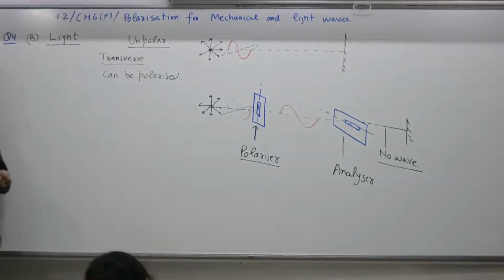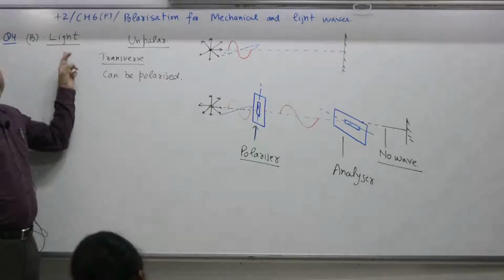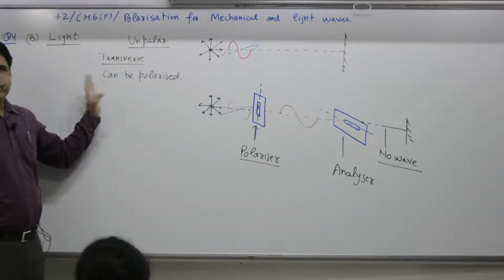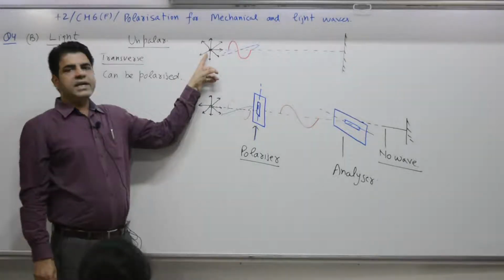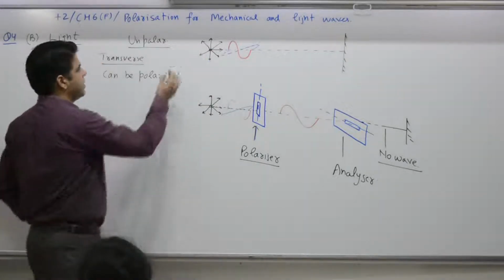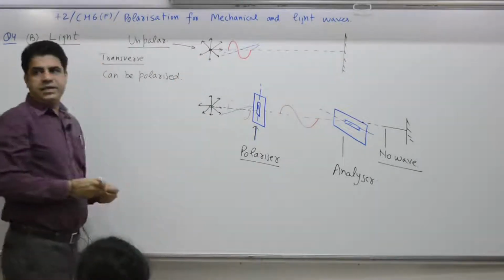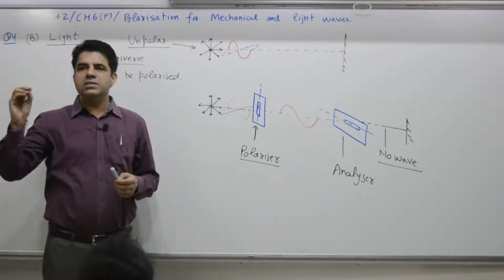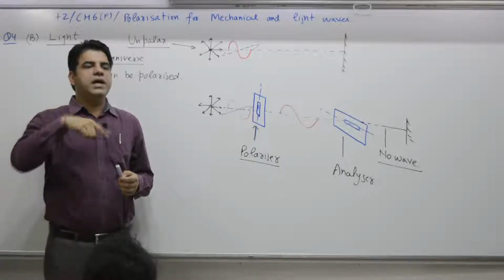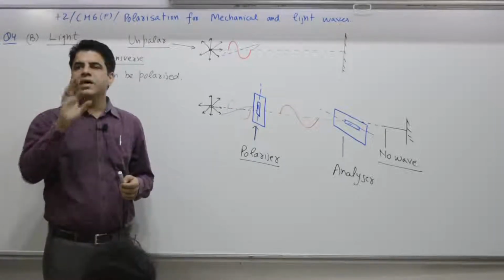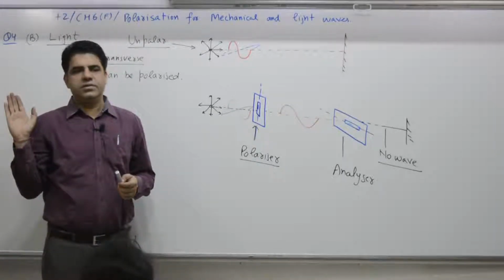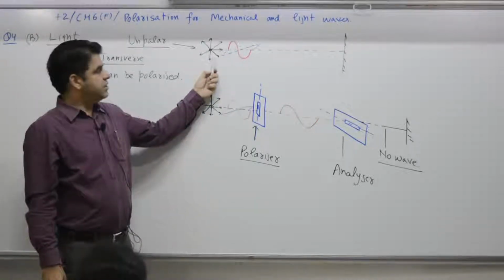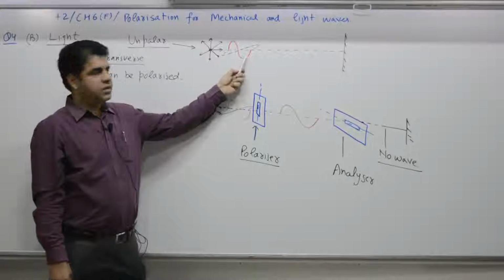What about light? Light is a transverse or longitudinal wave? Transverse wave. So it can be polarized. So the source of light, what type of light? Unpolarized light. Normal light available from a bulb is unpolarized because atomic oscillations can be in any plane. So what you get is unpolarized light. This is how it is represented.